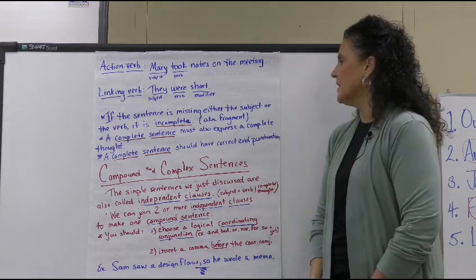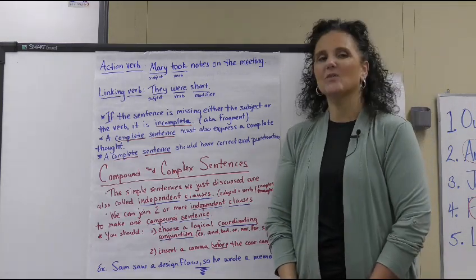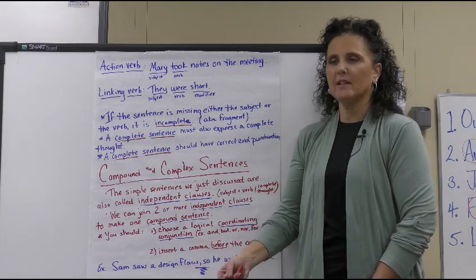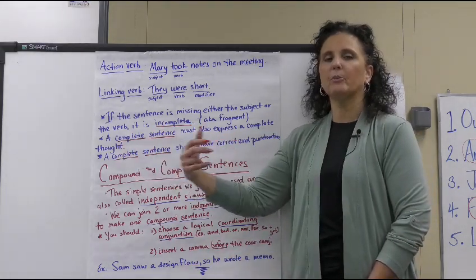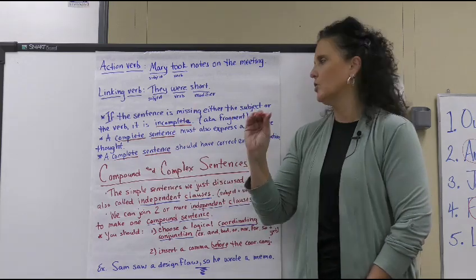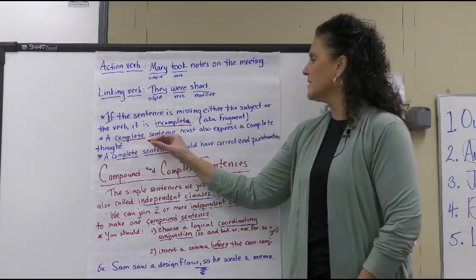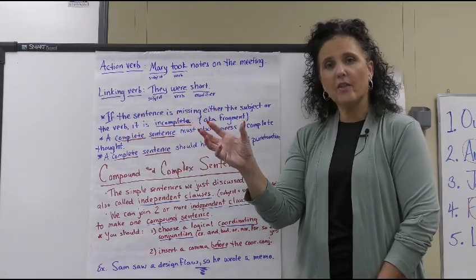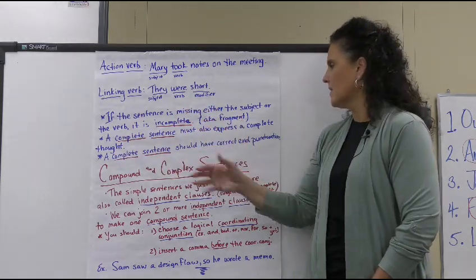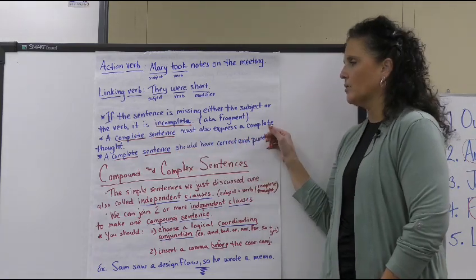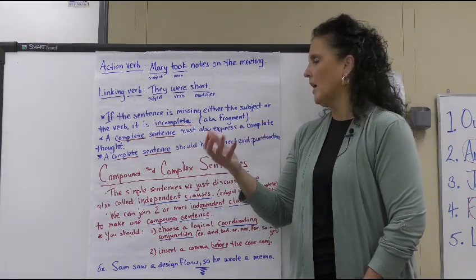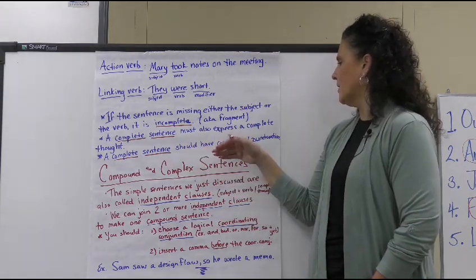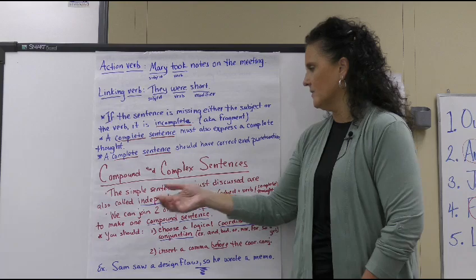If the sentence is missing either the subject or the verb, it is what's called incomplete. A lot of the teachers will call that a fragment. We don't have a complete sentence. We don't have a complete idea. It's just a fragment of a sentence, just a portion. A complete sentence must also express a complete thought. So if you have just a little portion of a thought, that's not a complete sentence. It also should have correct end punctuation: a period, an exclamation point, a question mark, whatever the appropriate punctuation would be for that sentence.